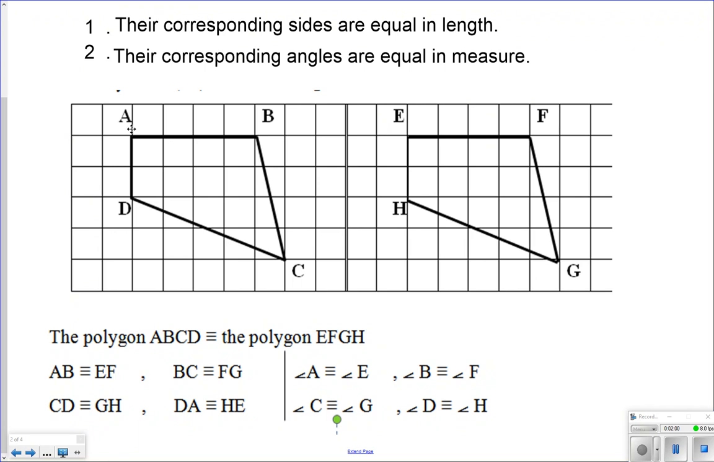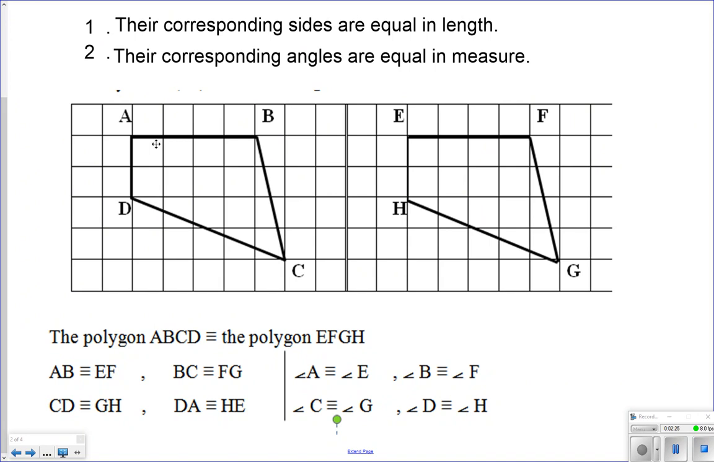And AD congruent to what? EH. Excellent. The corresponding side. Okay. DC congruent to what? DC congruent to HG. What about CB? CB is congruent to GF.